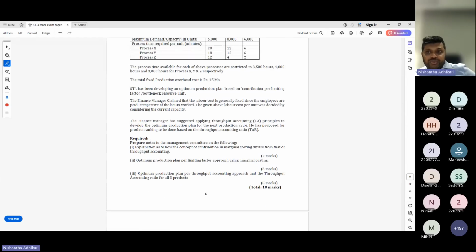What you have to do, required: prepare a note to the management committee on the following. Explanation as to how the concept of contribution in marginal costing differs from that in throughput accounting. As I have explained already, how it will differ.